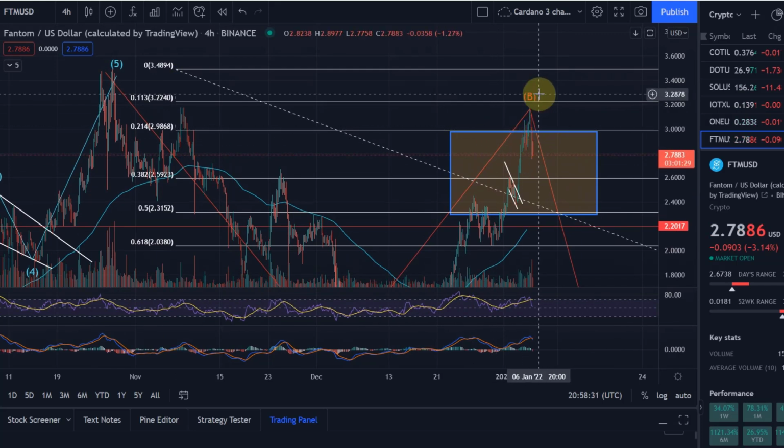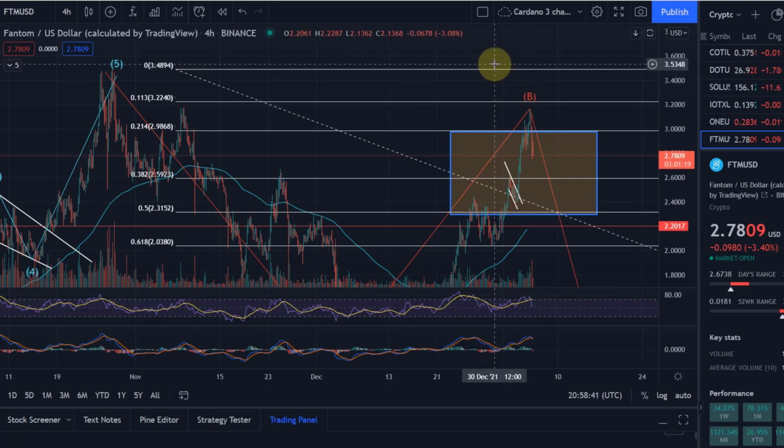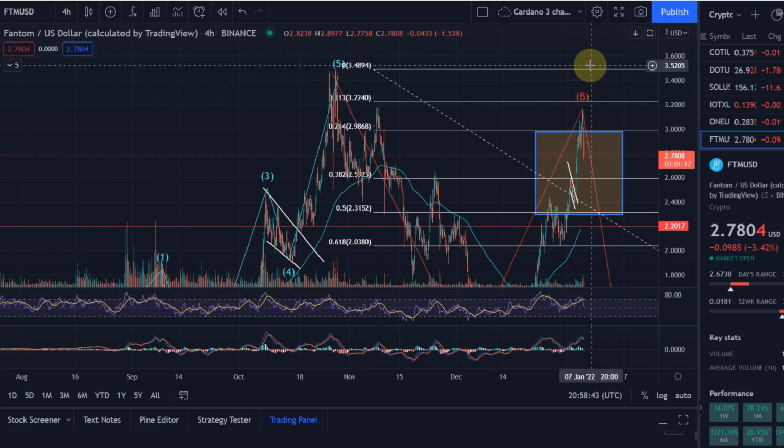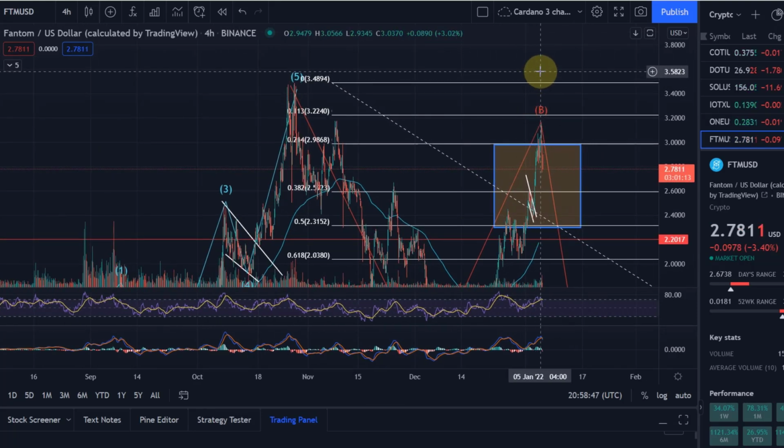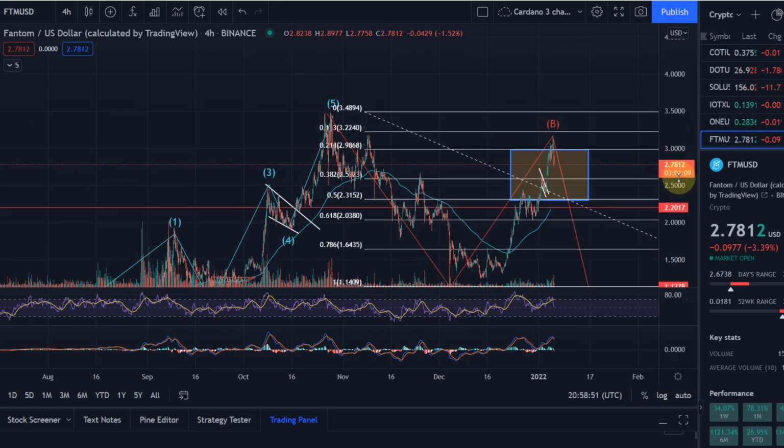But of course, it could go even to the 0.887 fib level. I did tell you that before. This is of course a possibility, and you could even go all the way up to 348 or 350 again. You can overshoot it a little bit, but if you go to 360, 370, then that Elliott wave count is invalidated.